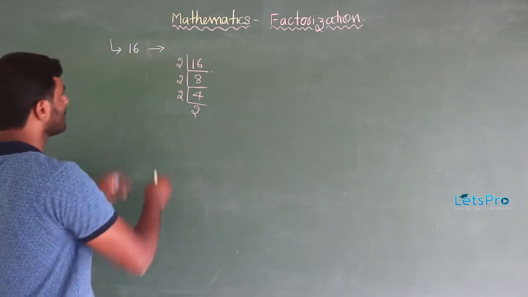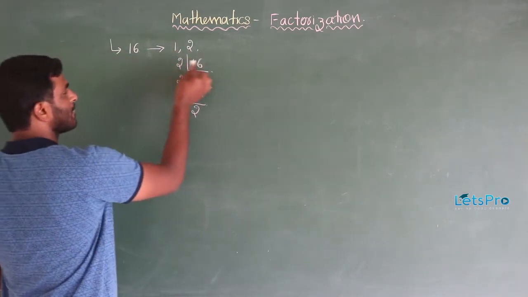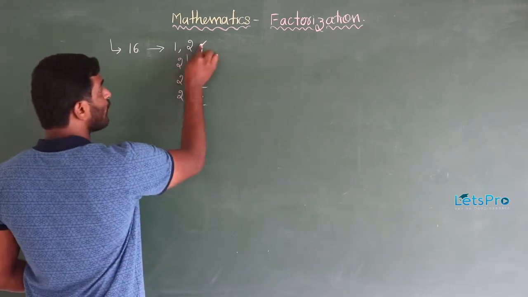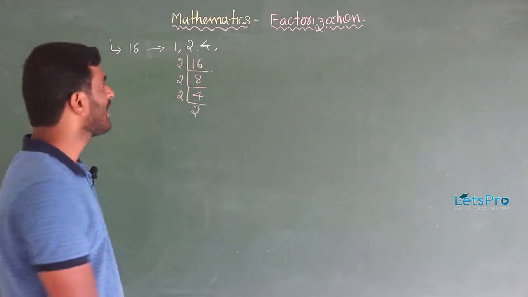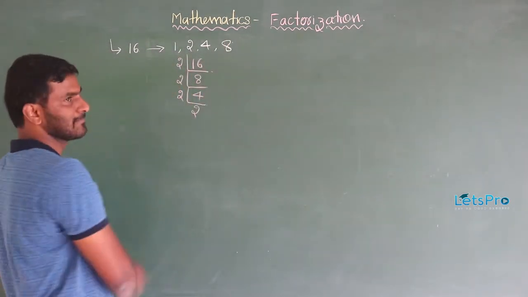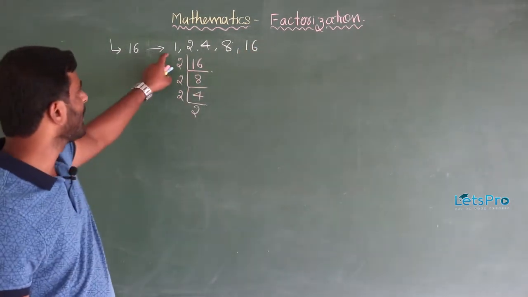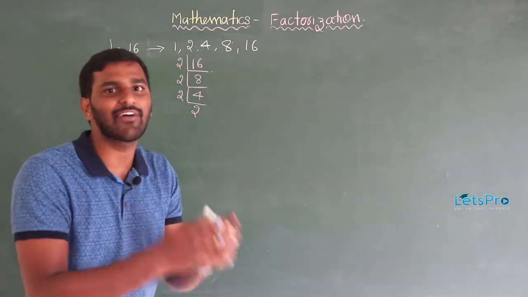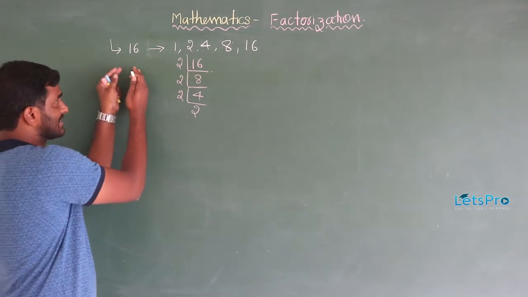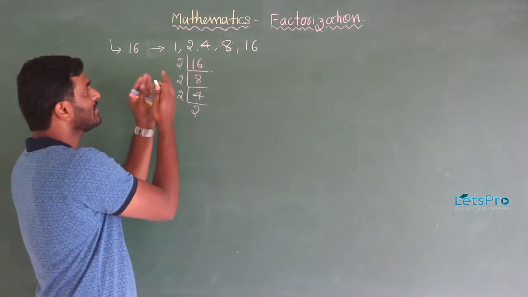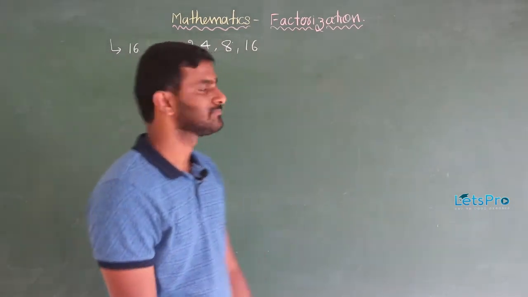Otherwise, 1 divides 16, 2 divides 16, 3 does not, 4 divides 16, 5 does not, 6 does not, 7 does not, and 8 divides 16, and the next number 16 divides 16. Hence there are 5 factors of 16. There is 1 as a factor, 2 is a factor, 4 is a factor, 8 is a factor and 16 is a factor, like that.